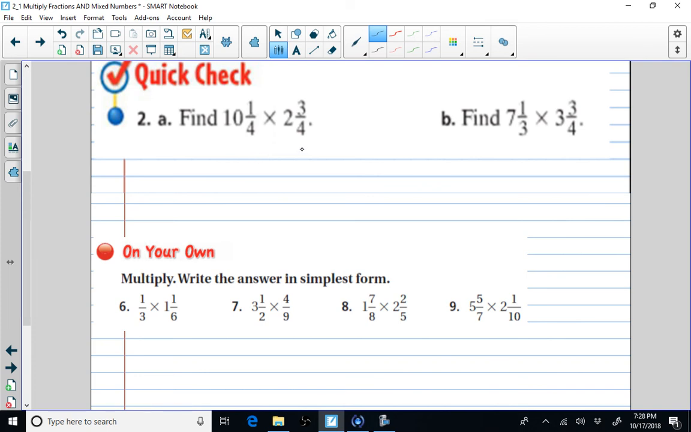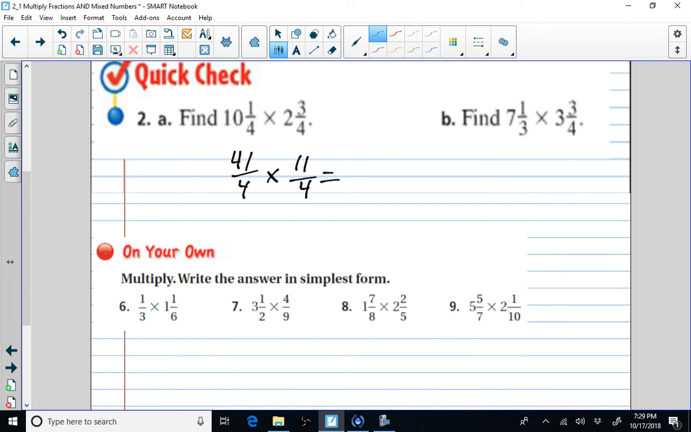10 1/4 times 2 3/4. I rewrite each mixed number as an improper fraction. 4 times 10 is 40, plus 1 is 41, over 4. 4 times 2 is 8, plus 3 is 11, over 4. I look to see if I can divide out anywhere, and I can't. 41 and 4 have a greatest common factor of 1. 4 and 11 have no common factor other than 1. So I have to go right to my multiplication step.